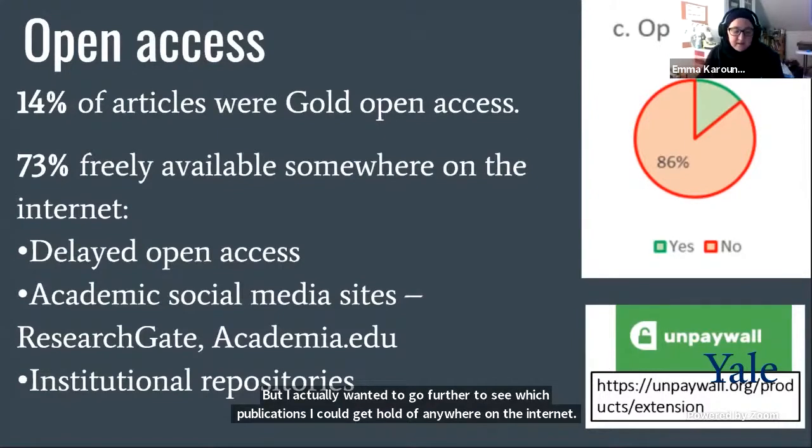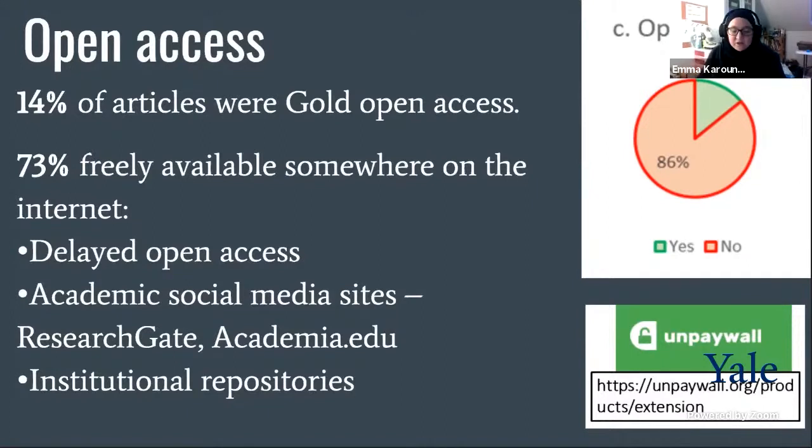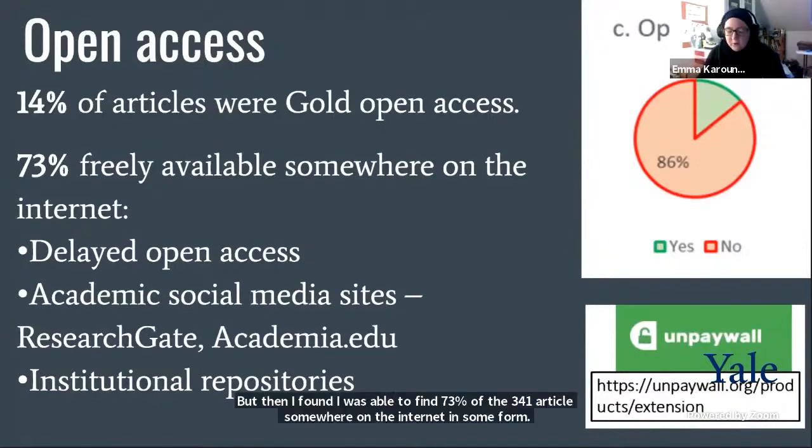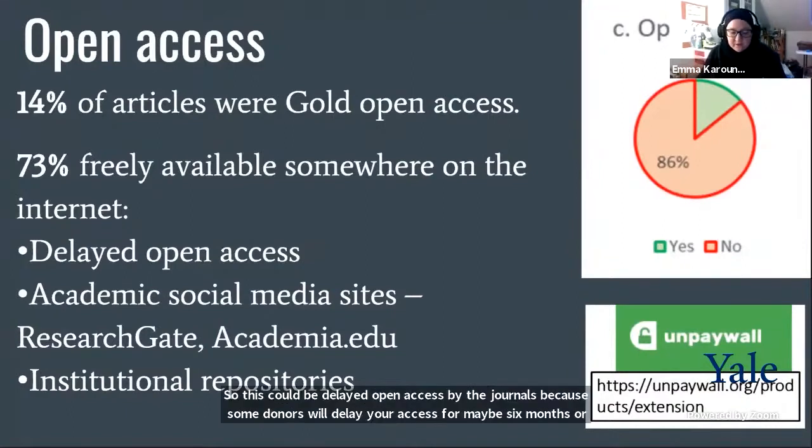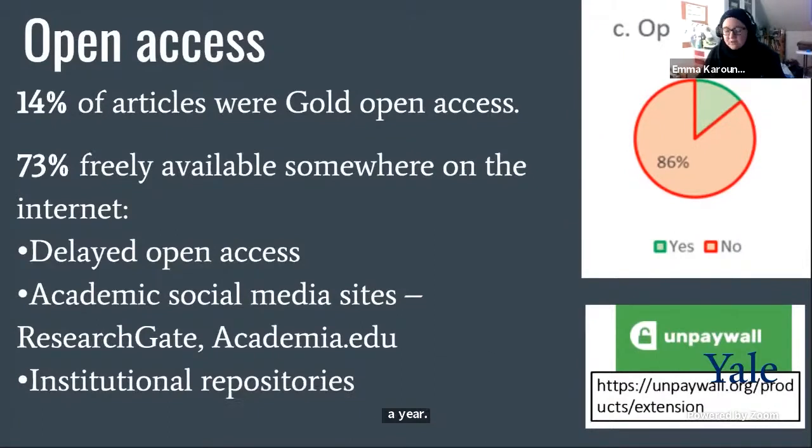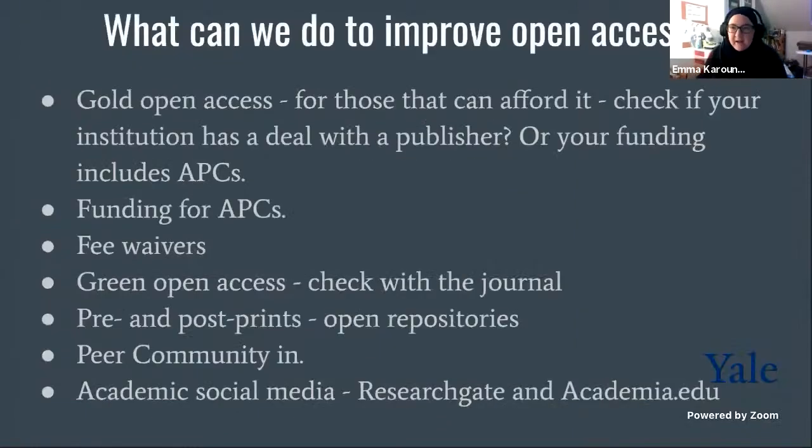Other places, and the majority of them, I actually found on academic social media sites such as ResearchGate or Academia, and also other ones on institutional repositories. So I do think this is quite a positive outcome for Phytolith researchers, and I do hope that just raising awareness of this might improve it to 100%, which I think is what, as researchers, we should be aiming for. So here are some of my suggestions about how we can actually get to this 100%.